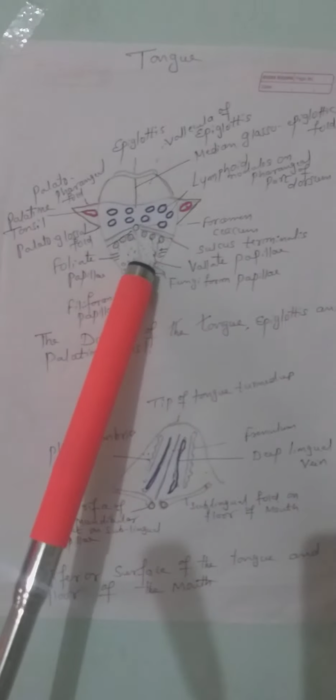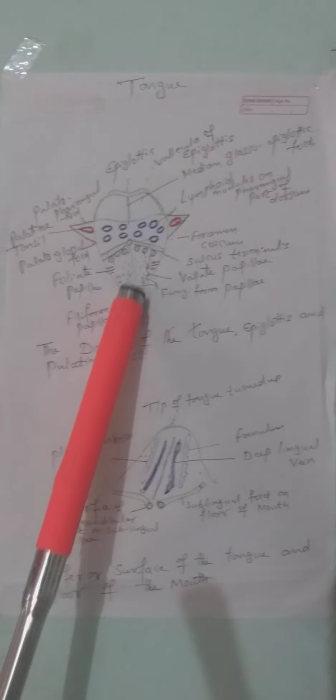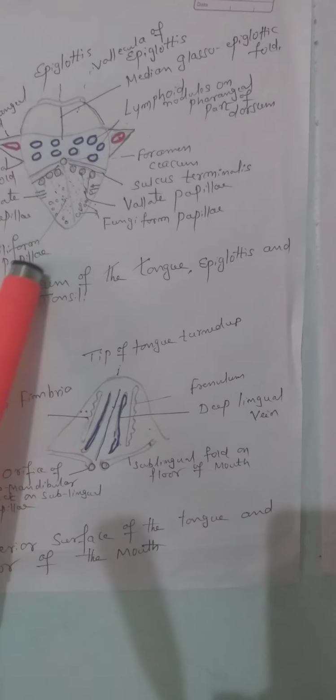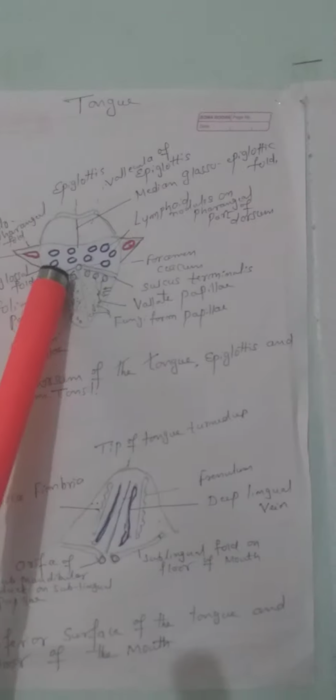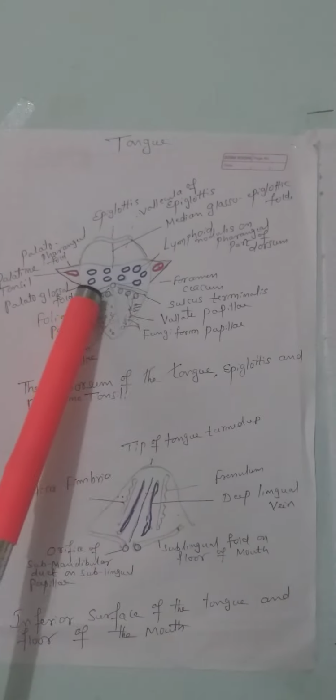See here, it is the diagram of the tongue. Anterior 2/3, there is a median sulcus, and on either side there are the papillae. There is a sulcus terminalis which demarcates the anterior 2/3 and posterior 1/3. In the center of the sulcus terminalis there is one foramen, the foramen cecum.